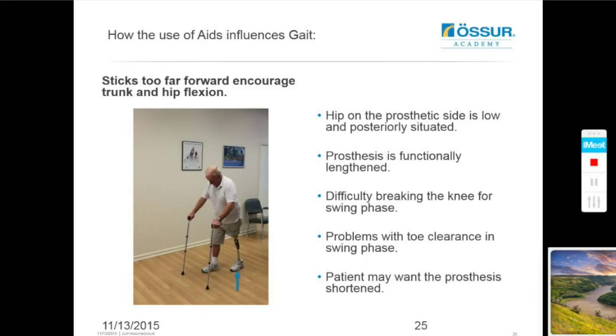If we're looking at someone walking with sticks, if the sticks are placed too far forward of the prosthesis, trunk and hip flexion is going to be encouraged, as we can see here. So he's placed his sticks too far forward, the hip is flexed, the trunk is flexed. And we saw from those earlier slides, if that happens, the hip on the prosthetic side is low and posteriorly situated. The prosthesis becomes functionally lengthened. He will have difficulty in breaking that knee joint for swing phase. He'll have problems with toe clearance because he's going to try and come off that prosthesis too soon, and he will want the prosthesis shortened because he won't clear his toe easily during swing phase.